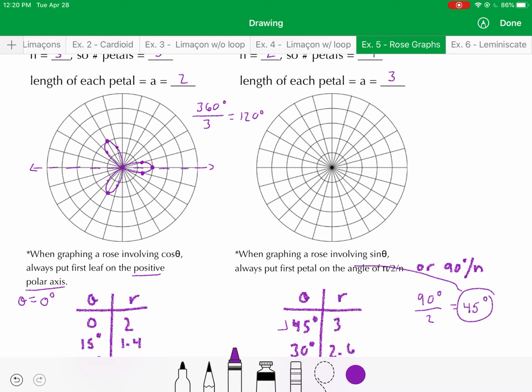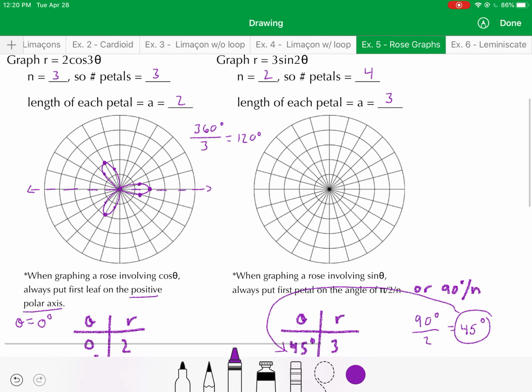And you can see that this is the first value that I've plugged in for theta in my table. Okay, so think about it. If you plug 45 into the equation, first thing that's going to happen to it is it's going to get doubled to 90. You find sine of 90, which is 1, then you multiply it by the 3 out front, gives you an R value of 3. Okay, so let's plot that corresponding point right here.